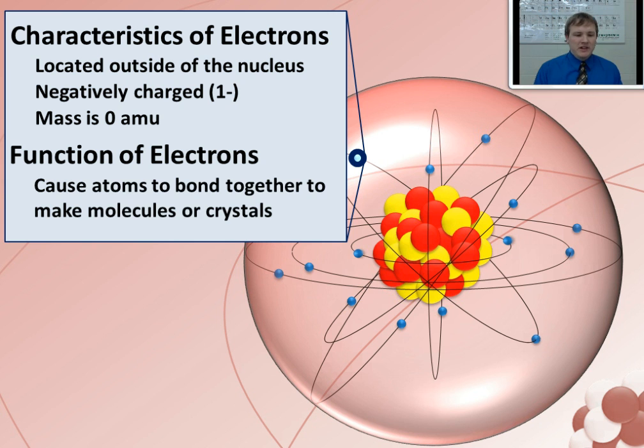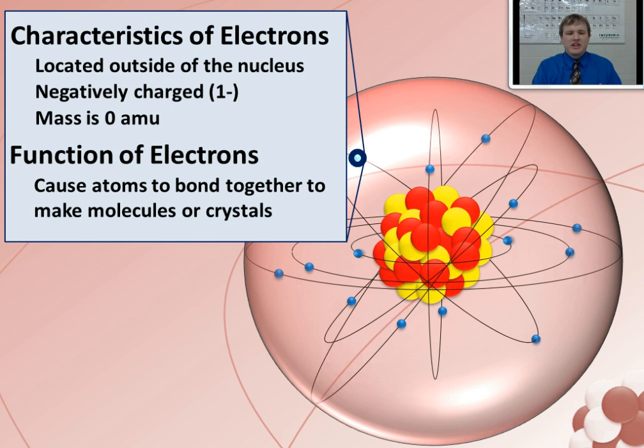The purpose of electrons is that they cause atoms to bond together. They're the things that connect atoms to one another to make different substances with completely different properties. Chemical bonds are caused by the electrons. And remember, sometimes those chemical bonds can make molecules. Sometimes those chemical bonds can make crystals. And electrons are involved either way. Electrons are the particles in an atom that bond atoms together.